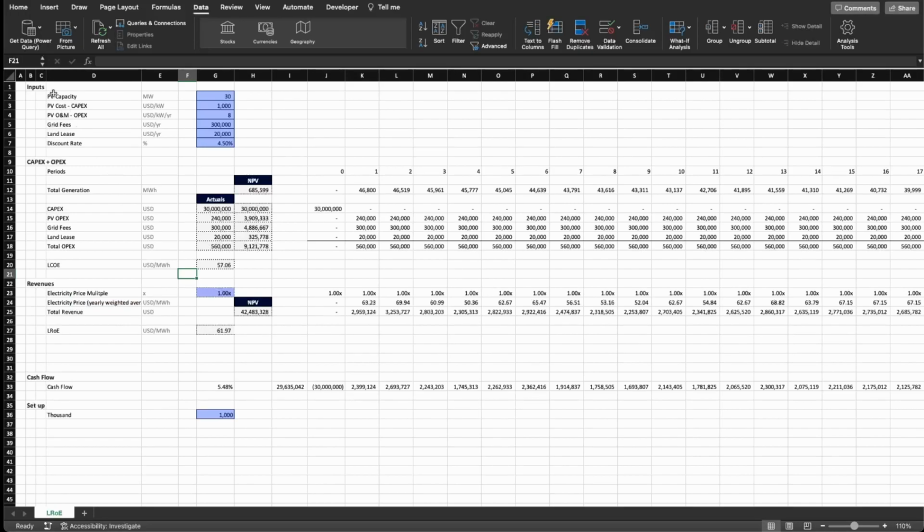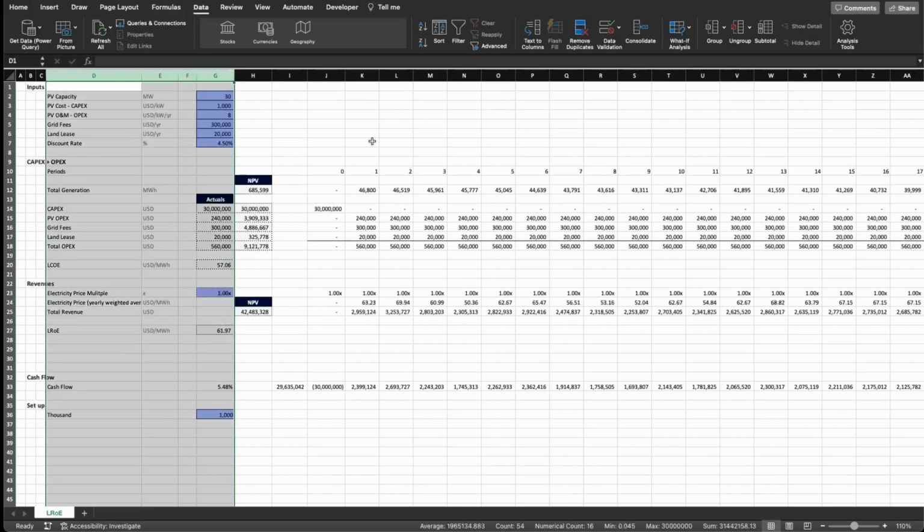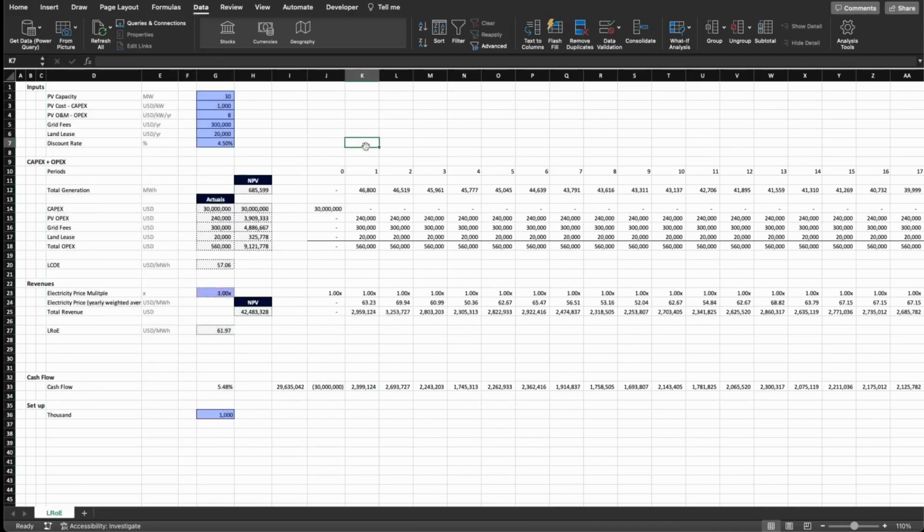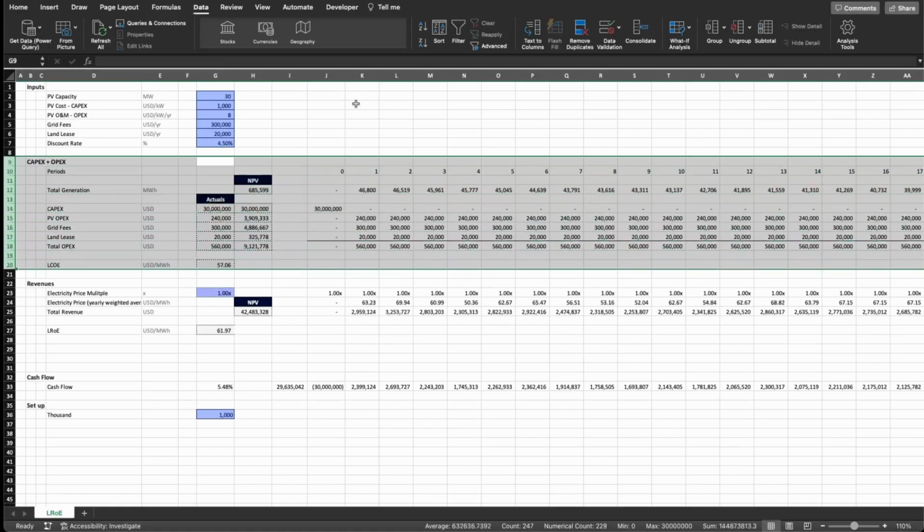The model we're going to use today is the model that I produced for the video, how to produce an LCOE model in 5 minutes. So if you want to download it, go back to that video by clicking the link above and download the file in there. What do we have in the model? We have the inputs: a PV capacity of 30 megawatts, PV capex of $1,000 per kilowatt, PV opex of $8 per kilowatt year, the grid fees of $300,000, land lease cost of $20,000 per year, and the discount rate of 4.5%. Then in the next section of the model, I just calculate the LCOE.